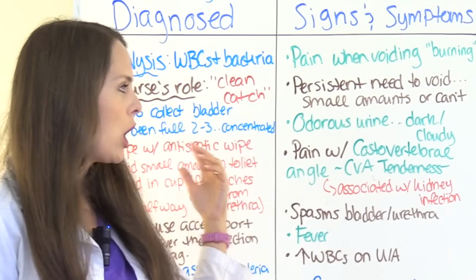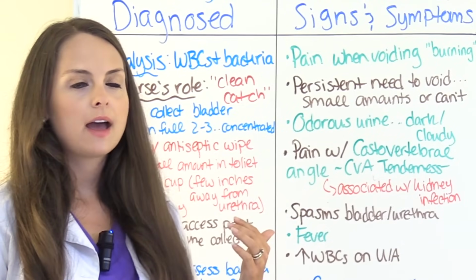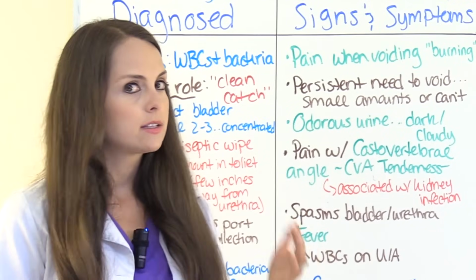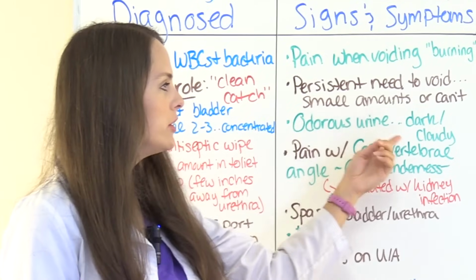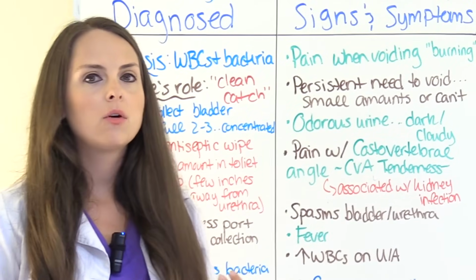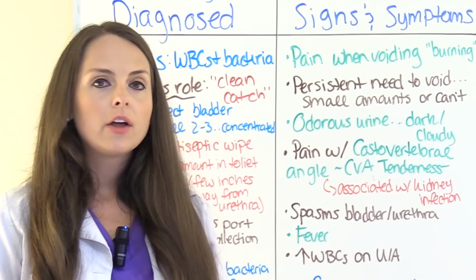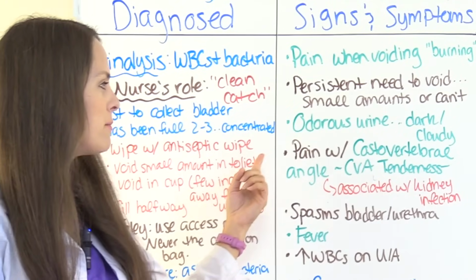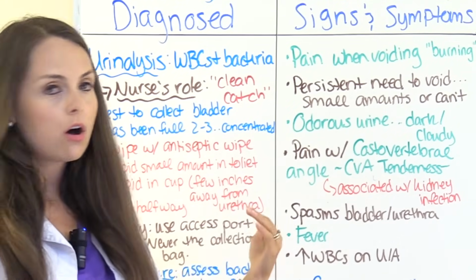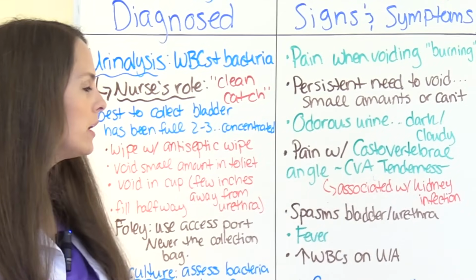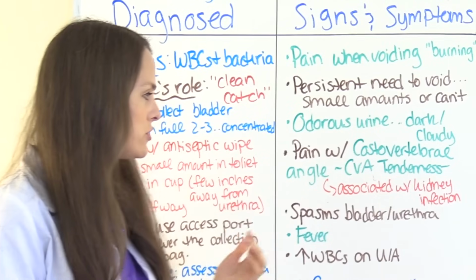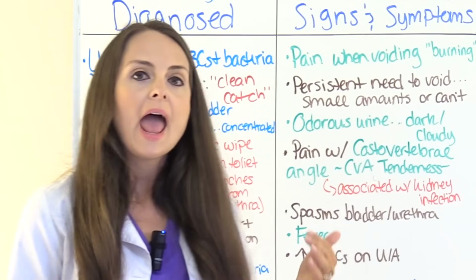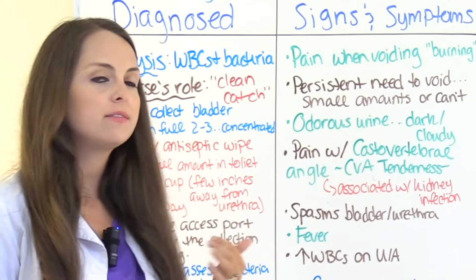The urine will be odorous. This is definitely something you will be able to smell, and you will know it's there. It's not just a faint smell, it's right in your face. The urine will appear dark and cloudy. It won't be that nice, light yellow color. Also, during your assessment, they will have pain with what's called the costovertebral angle, known as CVA tenderness, and this is most commonly associated with a kidney infection, and this is how you would assess for CVA tenderness.